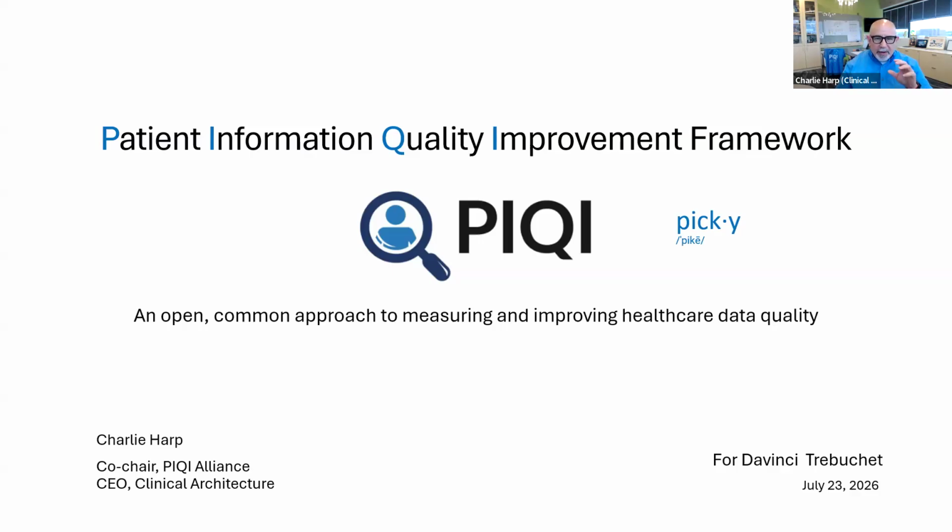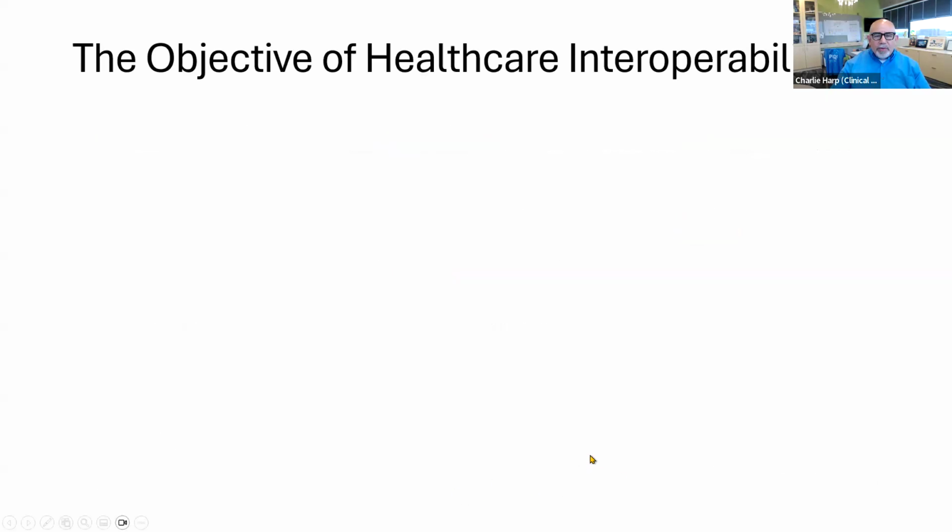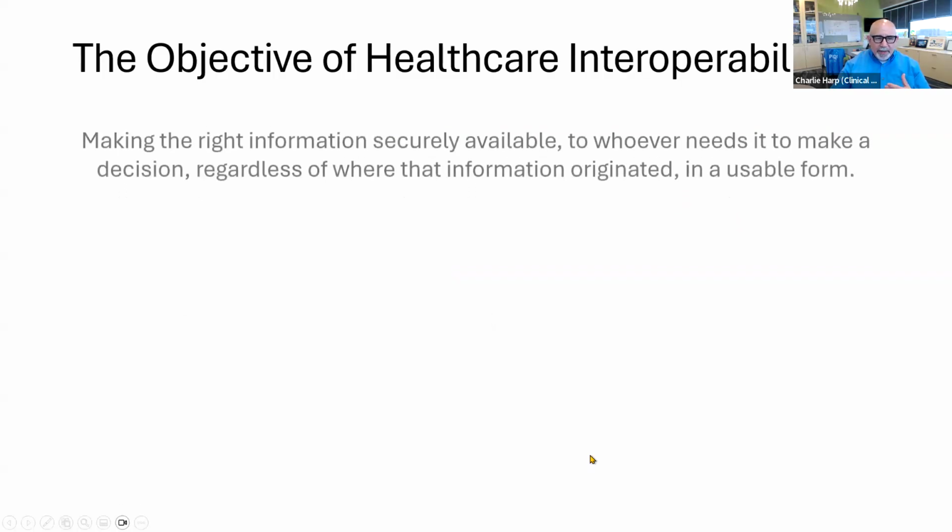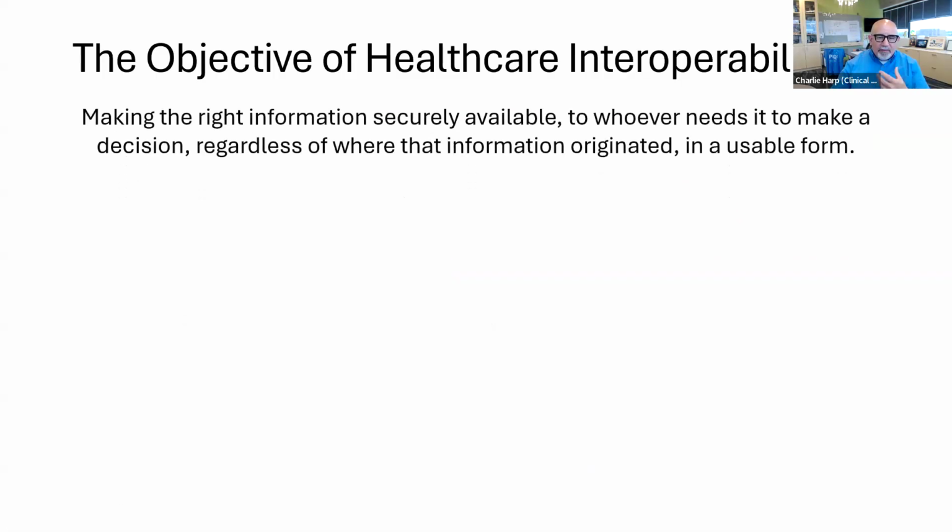So let's talk a little bit about where PIQI came from and how it fits into the big picture of interoperability in healthcare. The objective of healthcare interoperability, as I see it, is making the right information securely available to whoever needs it to make a decision, regardless of where that information originated, in a usable form.